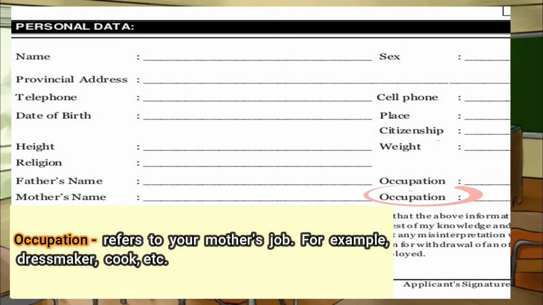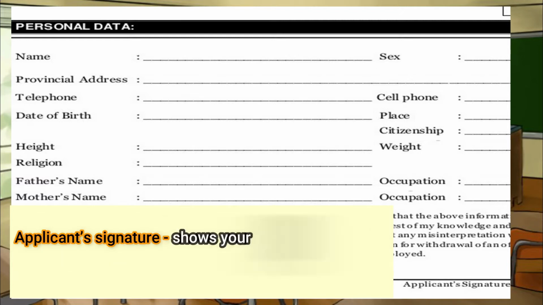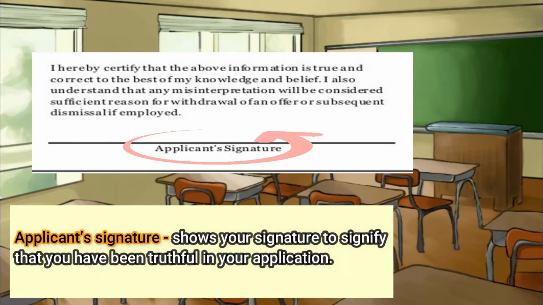Occupation. It refers to your mother's job. For example, dressmaker, cook, and etc. Then the last information in a biodata is applicant's signature. It shows your signature to signify that you have been truthful in your application.